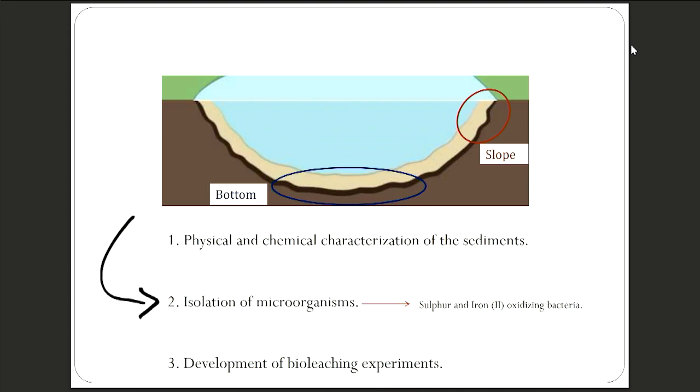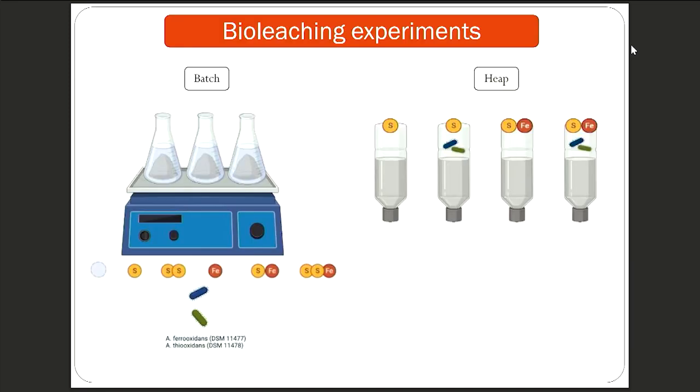Then we tried to isolate microorganisms involved in the bioleaching process, but we couldn't achieve this because the sediment had a lack of sulfides and reduced iron, which are the substrates that the bacteria need to grow. So instead of that, we used stock strains that we have in the laboratory to continue with experiments. And finally, we developed the bioleaching experiments.